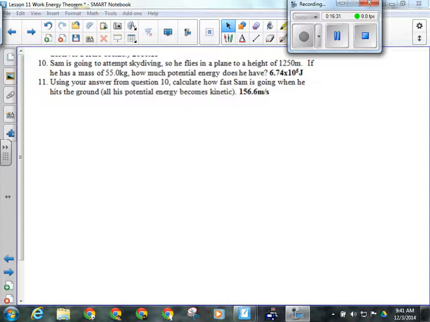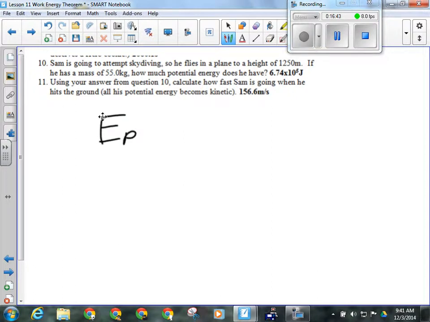All right, so we got a skydiver here. Okay, so they fly the plane to a height of 1,250 meters. He has a mass of 55 kilograms. How much potential energy does he have? Okay, how do we calculate potential energy? M times G times H. Do I know M? Do I know G? Do I know H? Just multiply them together.